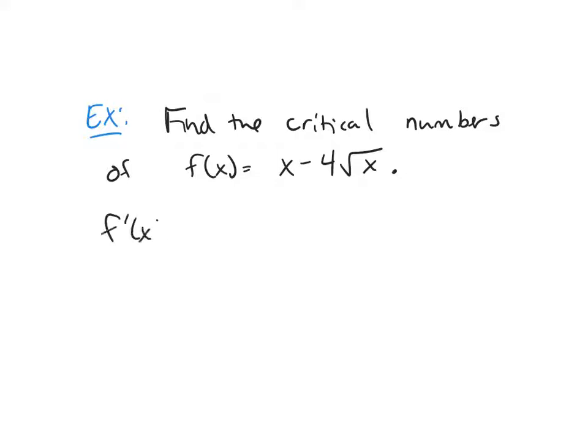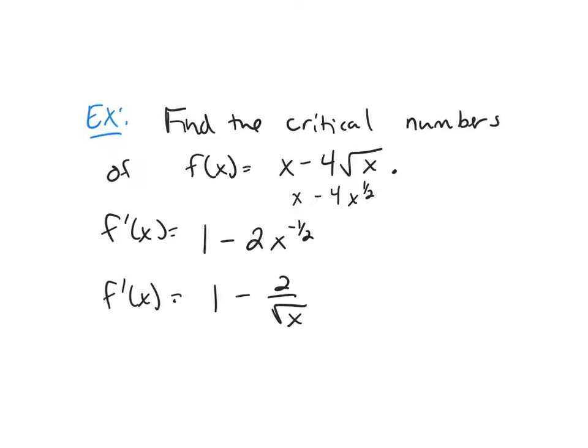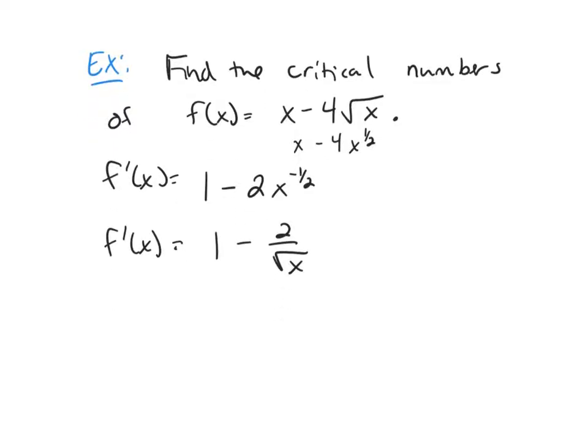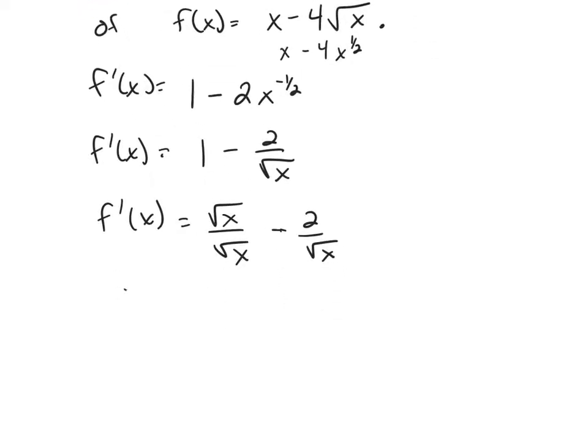So f prime of x will be, well, rewrite your function. This is x minus 4x to the 1/2. And then take the derivative, so you'll get 1 minus 2x to the negative 1/2. So this is 1 minus 2 over the square root of x. And if we get a common denominator here, it would be square root of x. So now we're going to combine. Here's my derivative: square root of x minus 2 over square root of x.